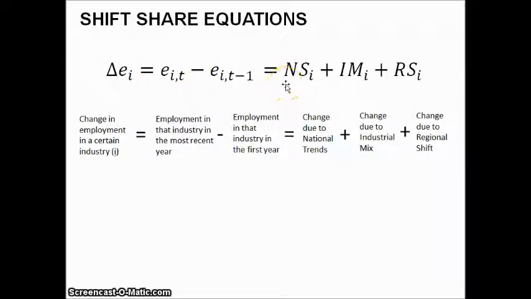So that's pretty clear. Change in employment is just change in employment between the 2 years you're looking at. This change in employment is made up of three numbers: the change due to national employment trends, the change due to the industrial mix in the region, and the change due to what's going on in the region, the local conditions, and maybe what your region has an advantage in or a disadvantage in. So how do we calculate each of these parts?